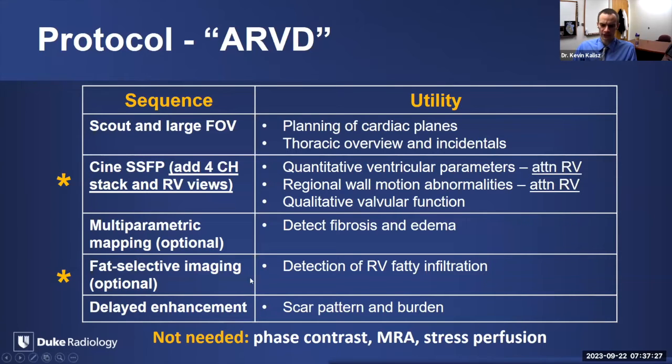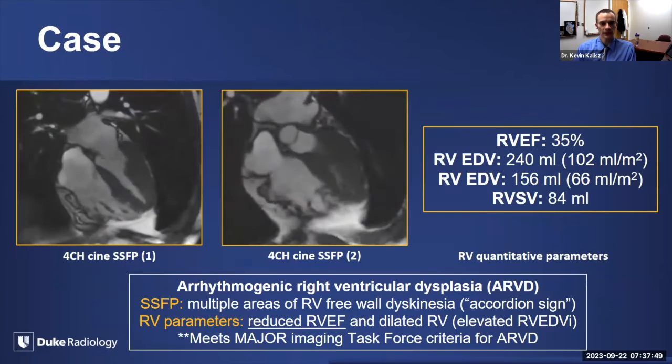I also have starred here, and I'll show an example of this. Some people for ARVD assessment will do fat selective imaging to look for fatty infiltration, fatty fibrosis in the right ventricular wall. I'll make the case that that's not necessary, but you can see it in advanced stages, and at least here, sometimes it still shows up on board exams as kind of a classic finding.